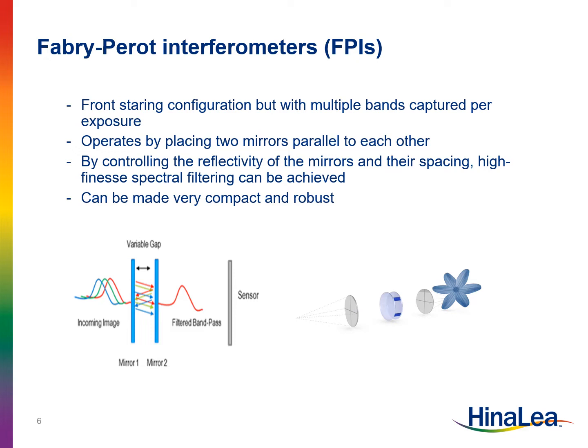Our systems utilize a Fabry-Perot interferometer, or FPI, in a front-staring configuration, but allowing for multiple bands to be captured per exposure. An FPI acts like a spectral band filter by placing two mirrors parallel to each other, such that the constructive and destructive wave combinations can be used for band selection by varying their spacing. By controlling the reflectivity of the mirrors, we can also set the bandpass resolution. These devices can be fabricated in a semiconductor process, and the imagers can be made very compact and robust.